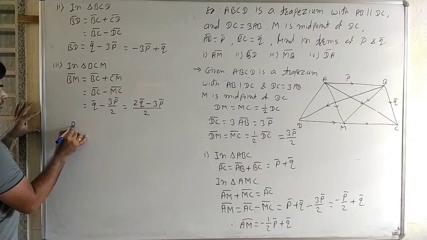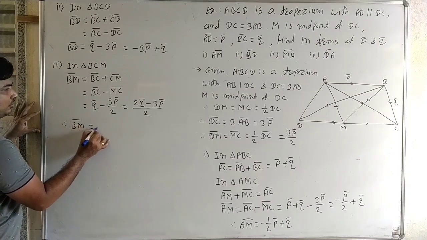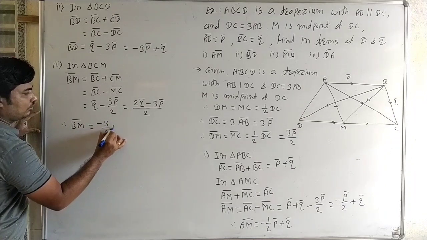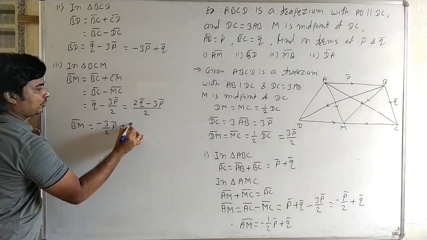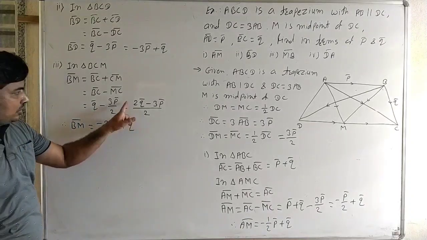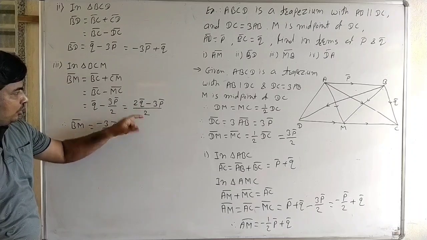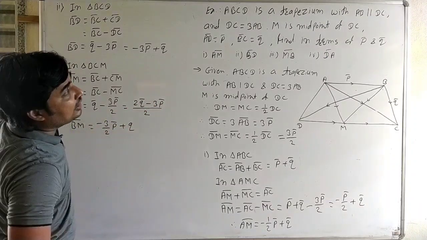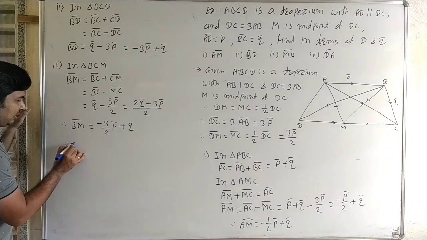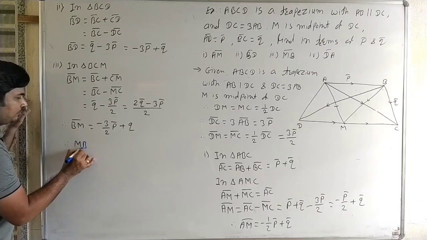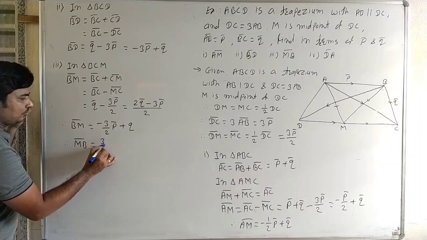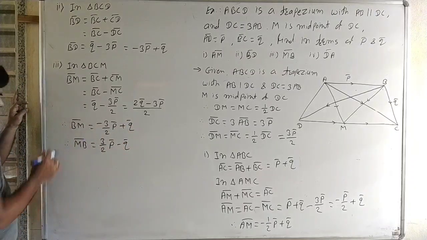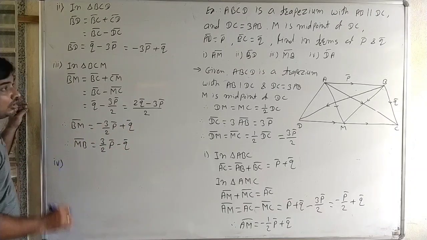BM is equal to minus 3 by 2 p bar plus q bar. See the calculation carefully. We separated 2q upon 2, it is only q bar. But we want to find MB and we have BM, therefore MB is equal to 3 by 2 p bar minus q bar.